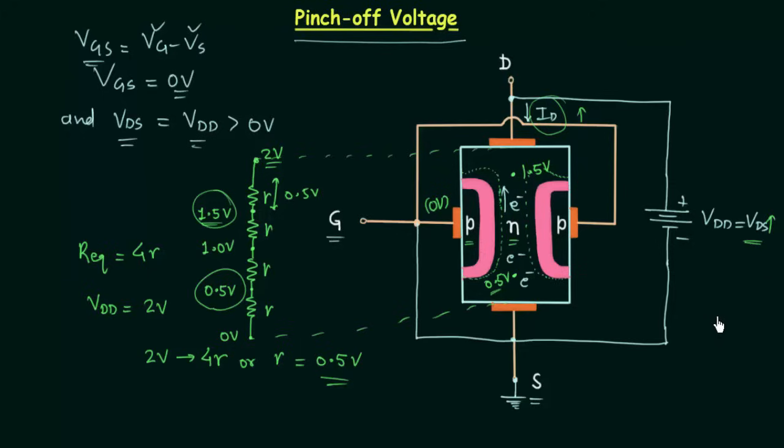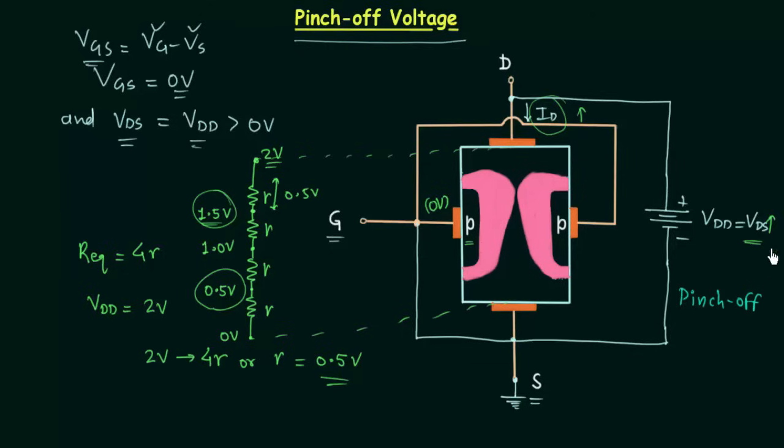I will revise this point again. On increasing VDS, the width of depletion layer will also increase, and if VDS is increased to a level where it appears that the two depletion regions are touching each other, the condition is called as pinch off, and the corresponding voltage VDS is called as pinch off voltage.